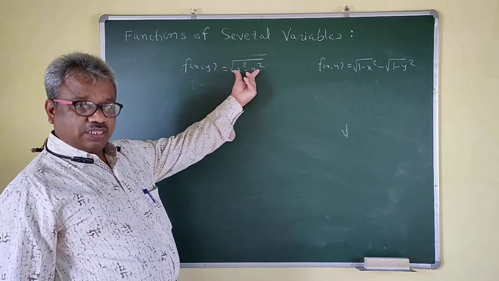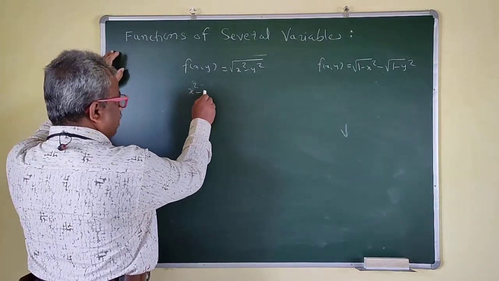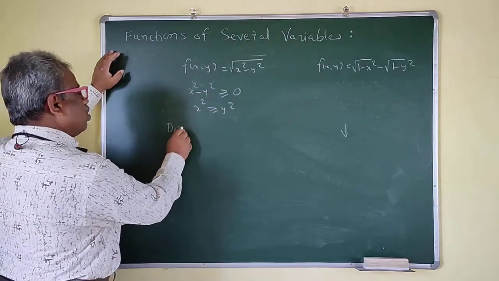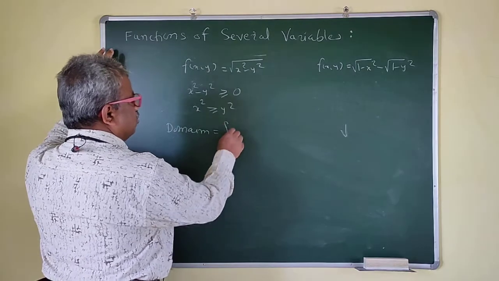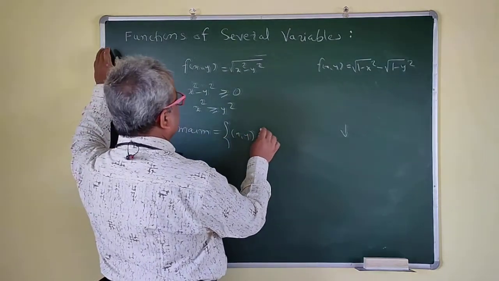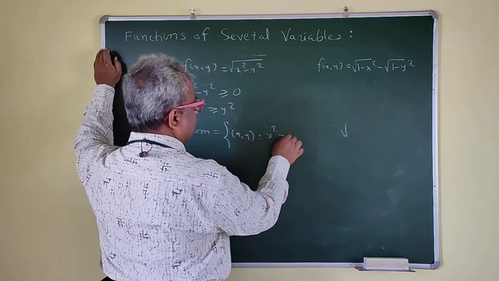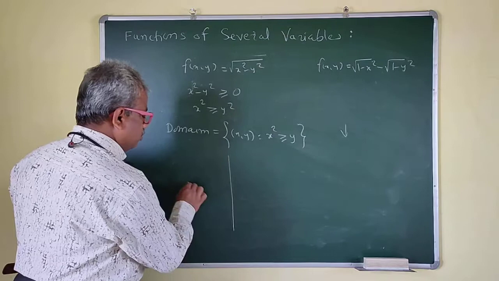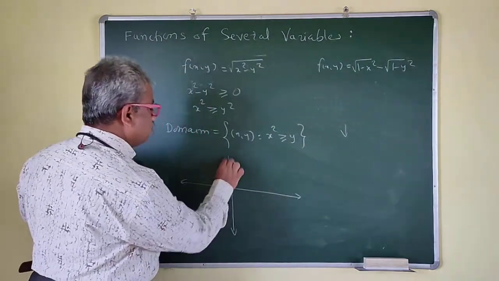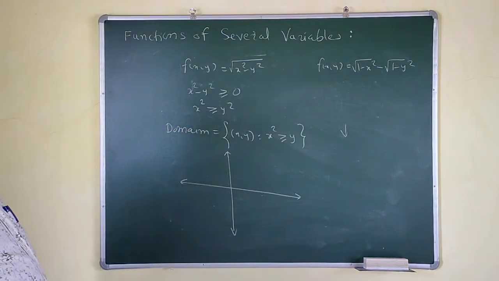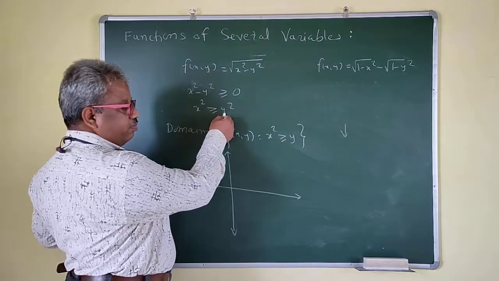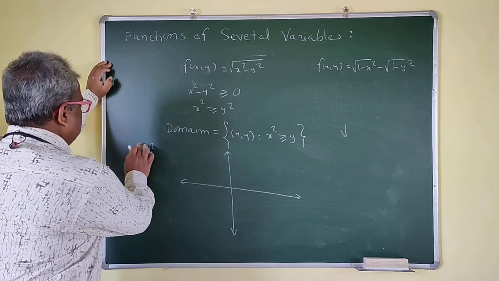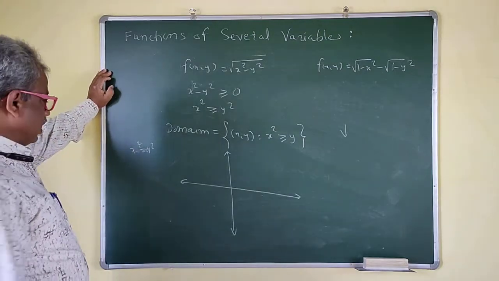So again here the root. The inside quantity should be positive. So x square minus y square is greater than or equal to 0. That means x square is greater than or equal to y square. So your domain is (x, y) such that x square is greater than or equal to y square. So how to draw this? If you take x square equal to y square, that means x is equal to plus or minus y.